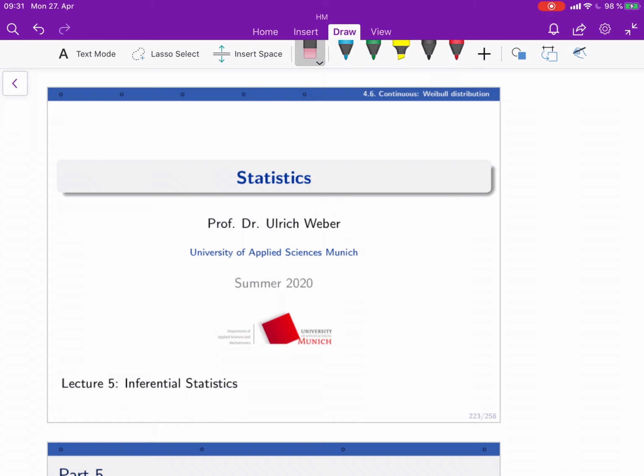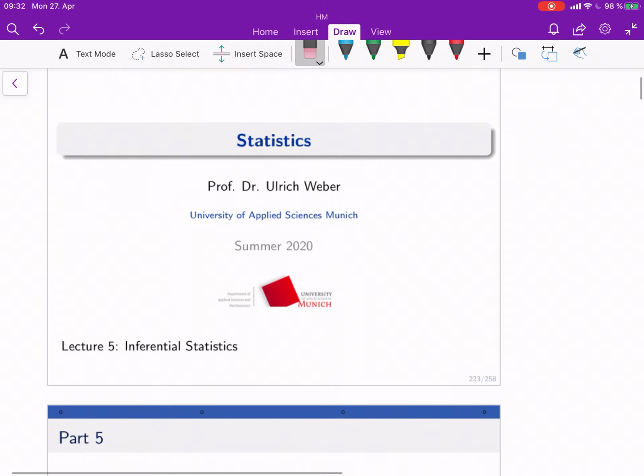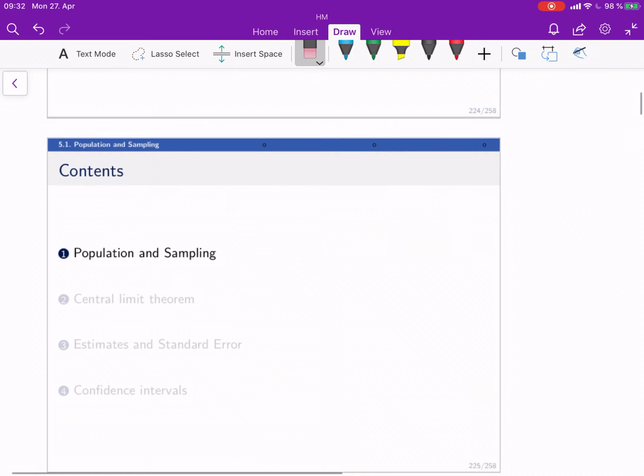So today is going to be an exciting day because we talk about inferential statistics today. And it's going to be quite a conceptual lecture, lots of new concepts. It's going to be a bit tricky at times, but I've got lots of very applied examples and I'm sure we're going to get through it quite easily. So let's have a look.